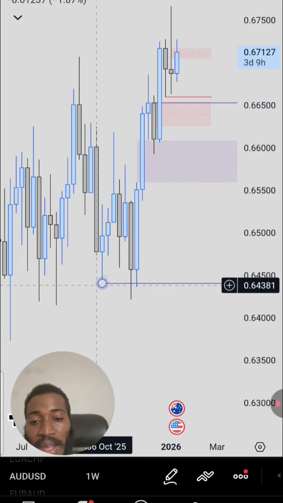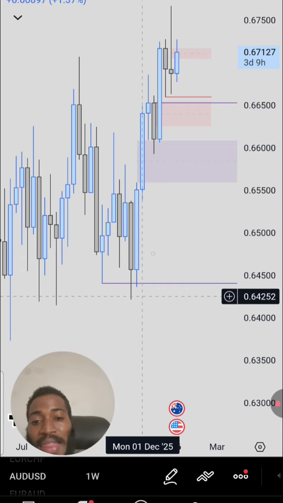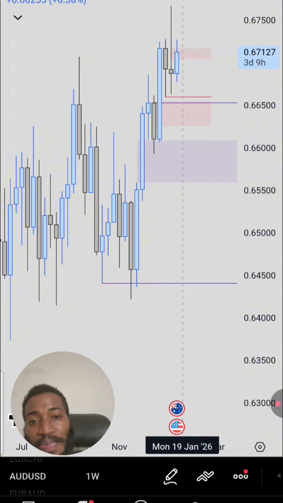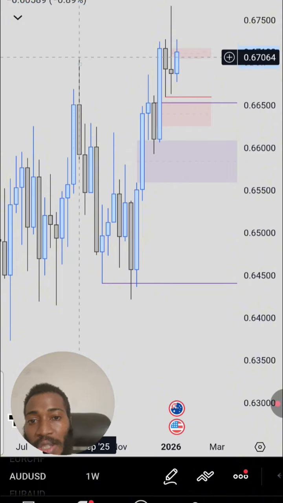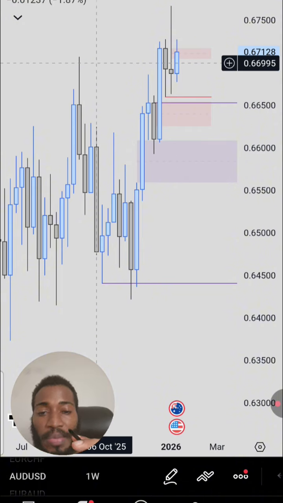So here we're on the weekly time frame. This low got taken out right here, and then we saw a huge impulse to the upside. What did that impulse do? That impulse took us this high. So we have a new dealing range on the weekly time frame.